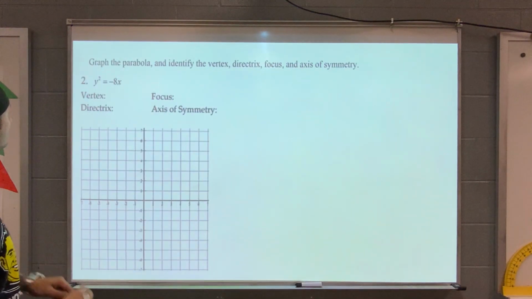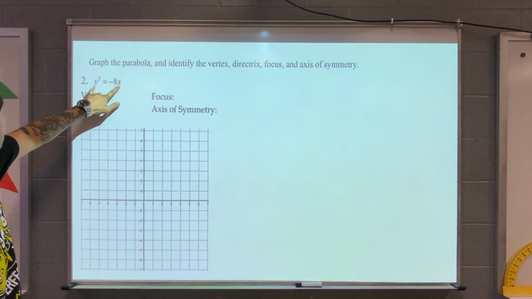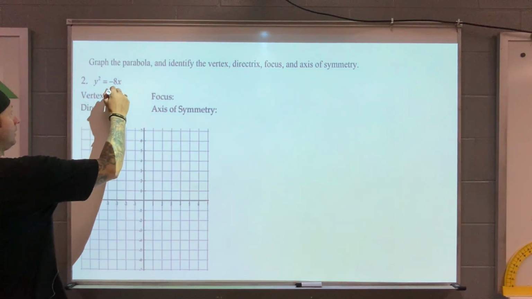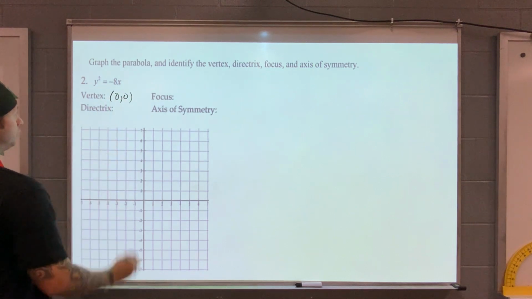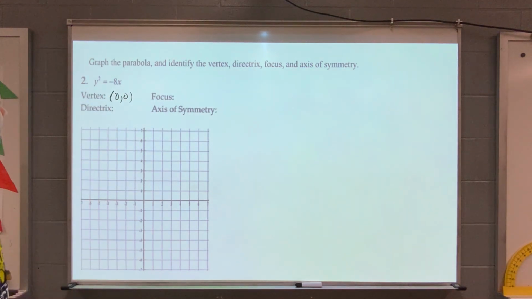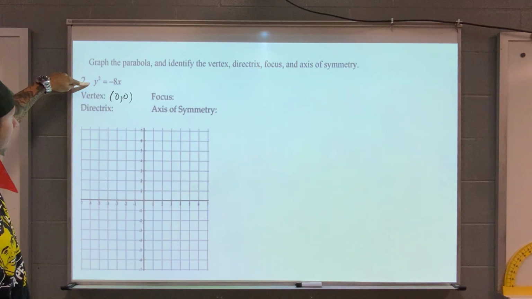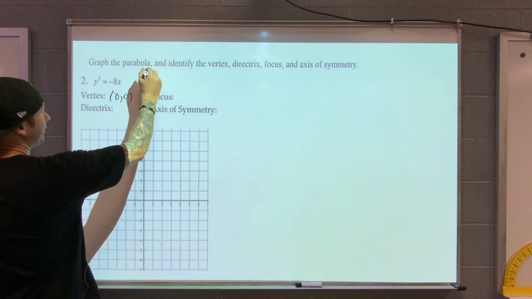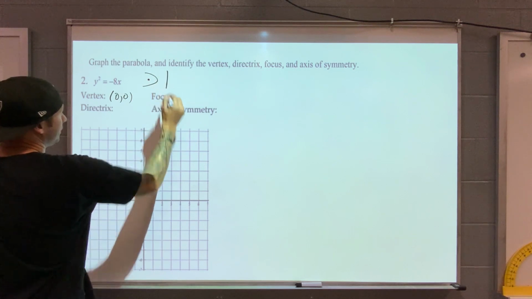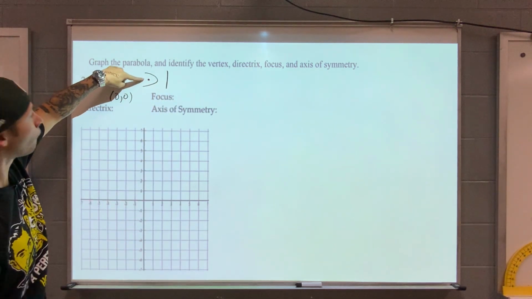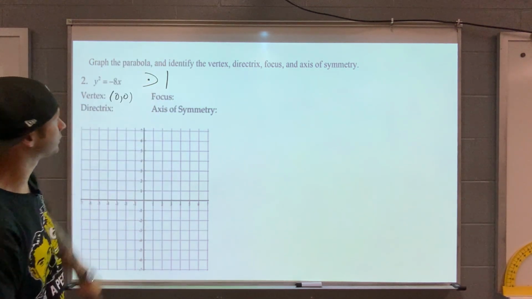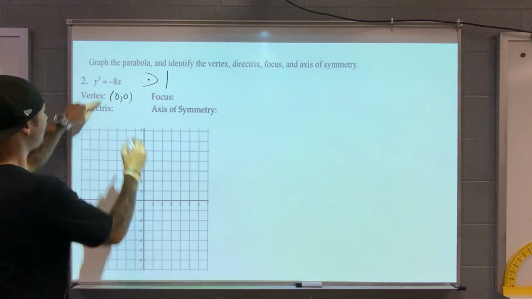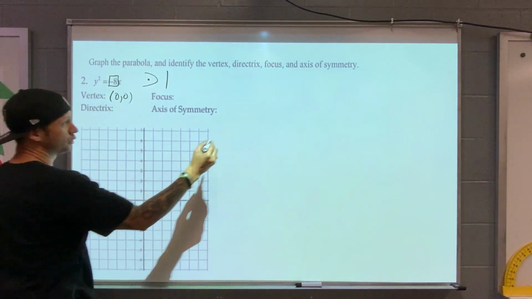All right, number 2. Again, no numbers associated with x and y, so the vertex is (0, 0). The y has the square, so it opens left or right. Negative is going to open to the left. So it's going to look something like this. The focus is always inside the parabola, and the directrix is always outside.